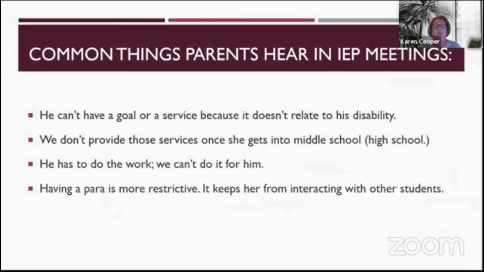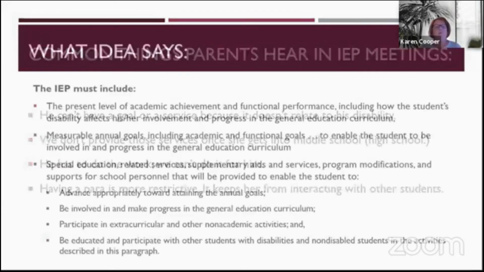So I think a lot of times after we leave an IEP meeting, we're feeling frustrated and we hear things like he can't have a goal or a service because it doesn't relate to his disability, or we don't provide those services once she gets into middle school or high school, or he has to do the work, we can't do it for him, or having a para is more restrictive, it keeps her from interacting with other students.